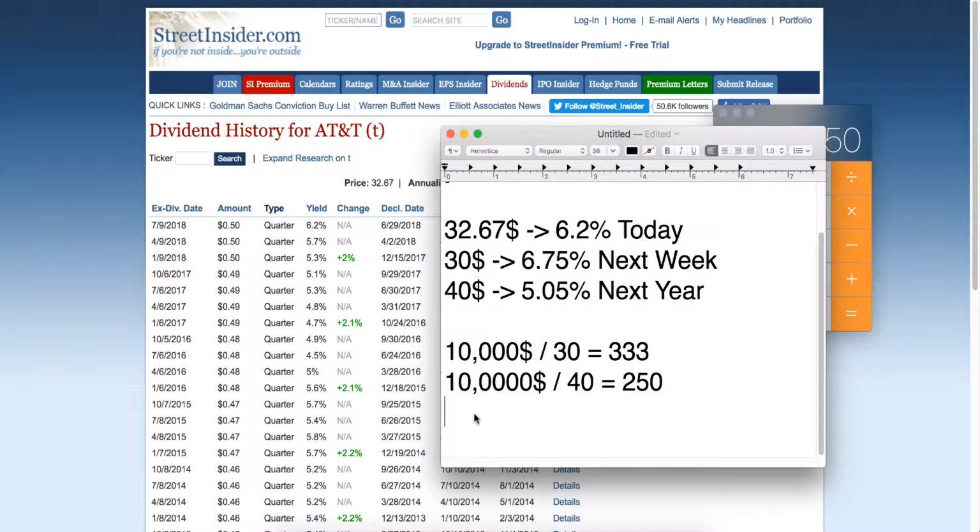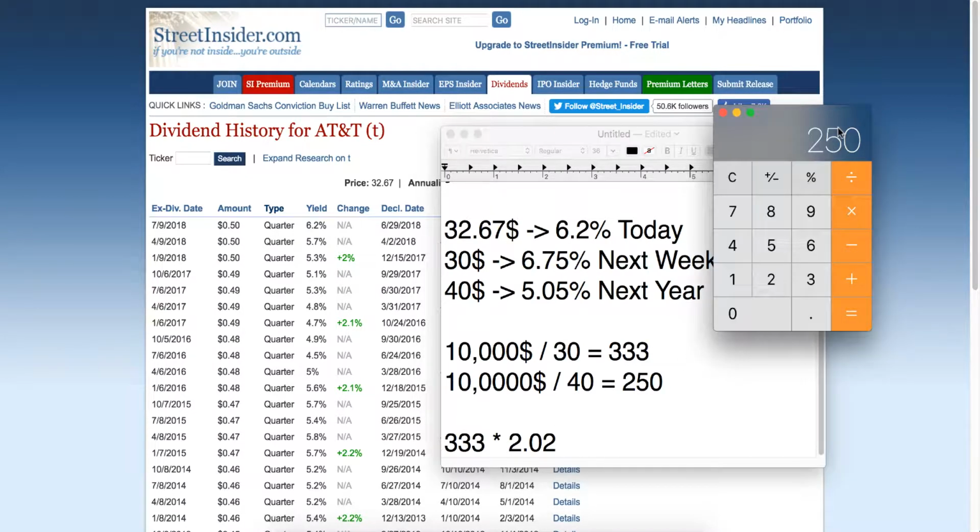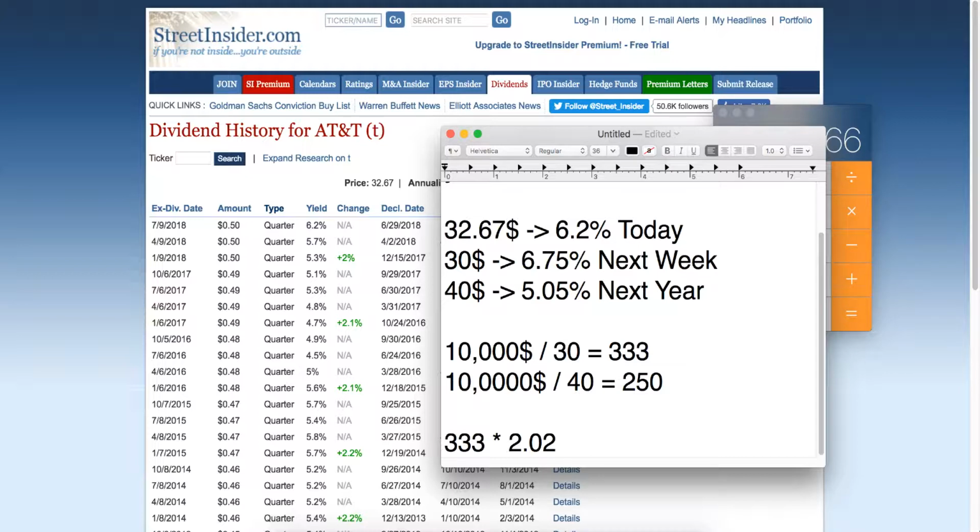Now, for 333 stocks, let's say that we have 333, and the dividend is 2.02, right? So these 333 stocks are going to give us $2.02 per year each. So if we do the calculation here, it's 333 multiplied by 2.02. So it's going to give us $672 a year.